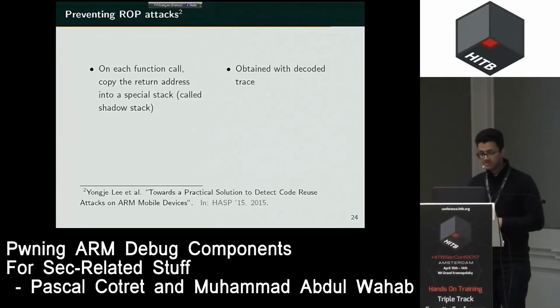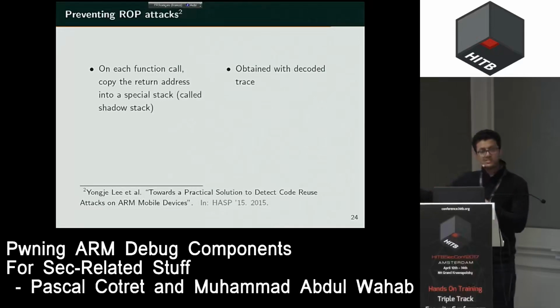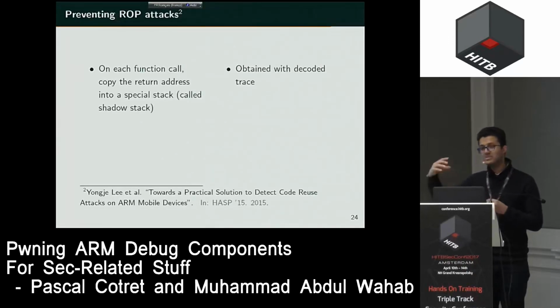Similarly, we can use these components to prevent other types of attacks, like return-oriented programming attacks or jump-oriented programming attacks. This has been done by Lee et al. in a work that was presented at another conference. For each function call, they make a shadow call stack. Each time a function call is executed, they can obtain this information with the traces, and they make a software analysis that matches each branch call with the returning address. Using this, they construct their shadow call stack.